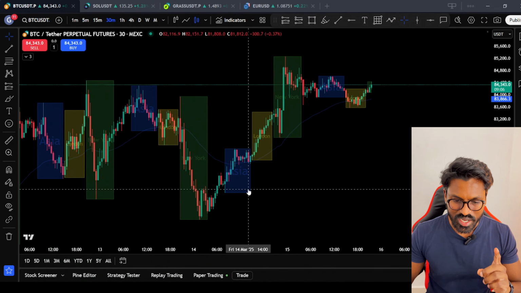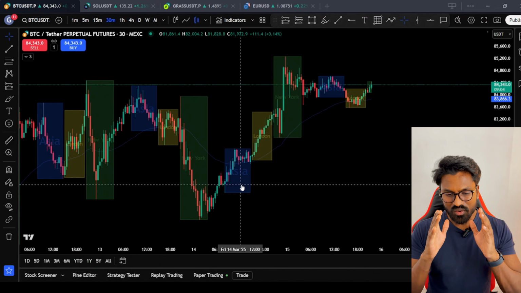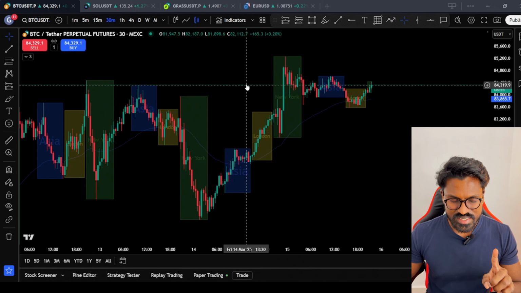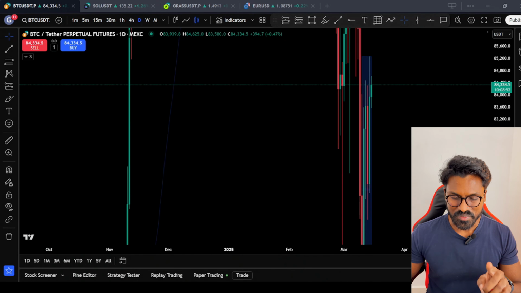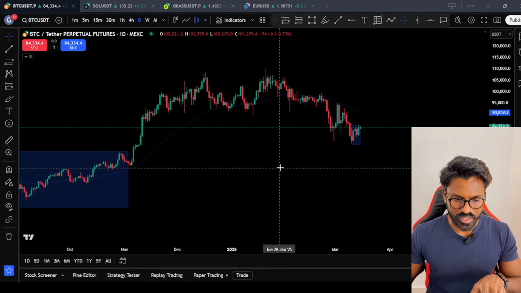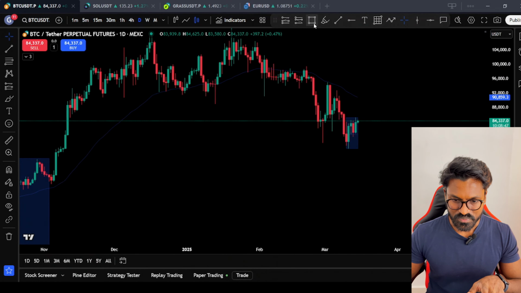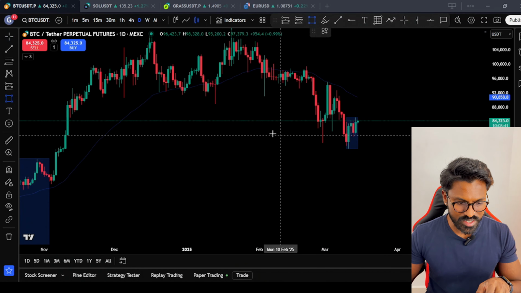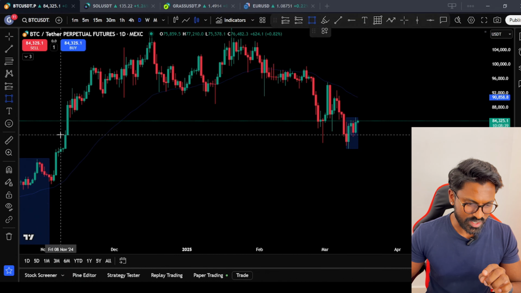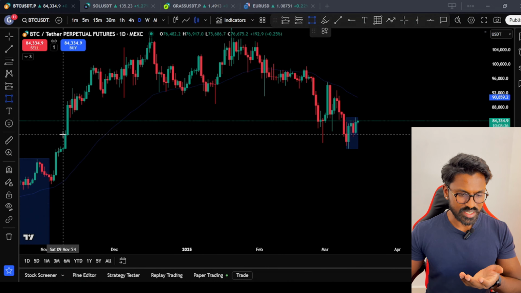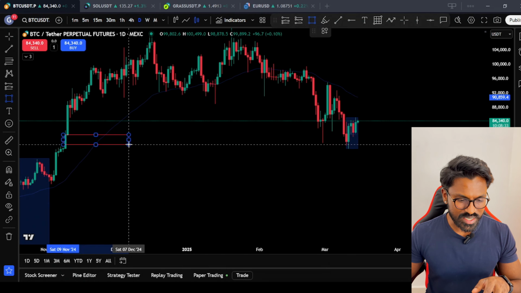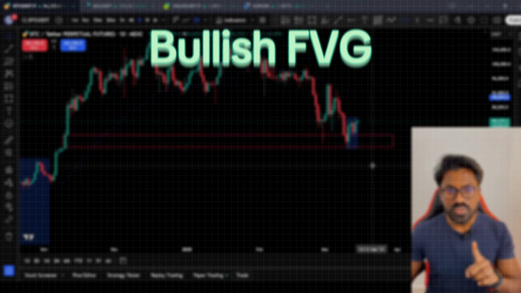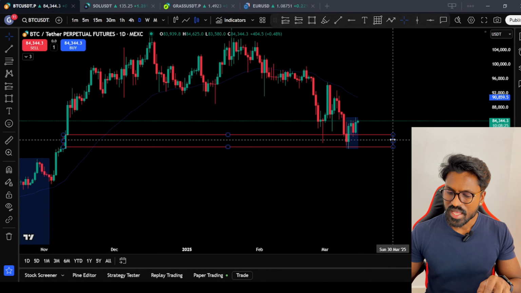We as traders need to understand and identify why the market actually made a move all the way towards the upside, just by going into the daily time frame. This is what we are able to analyze. Okay, so this was the lowest point where price came to as of now. All right, so when we scroll back and try to look more into the past, what we can analyze is we are actually currently sitting in a bullish fair value gap.